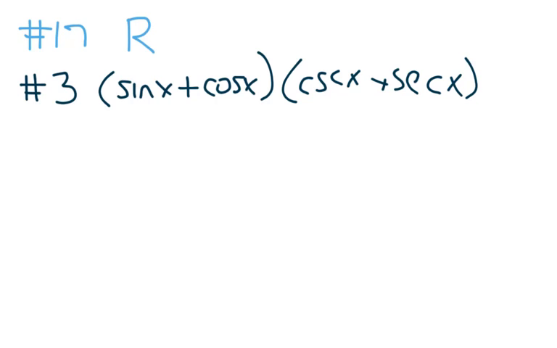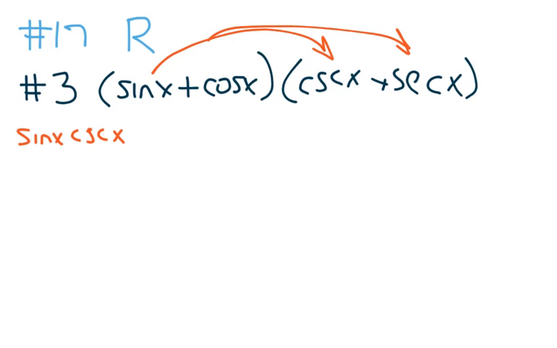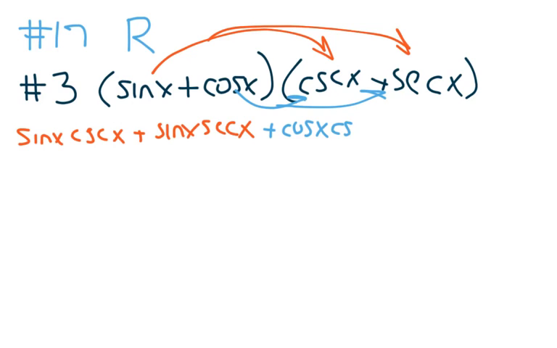Obviously we're going to have to multiply here. So I'm going to distribute the sine first. I get sine x cosecant x plus sine x secant x, and then do the cosine. I get cosine x cosecant x and cosine x secant x.